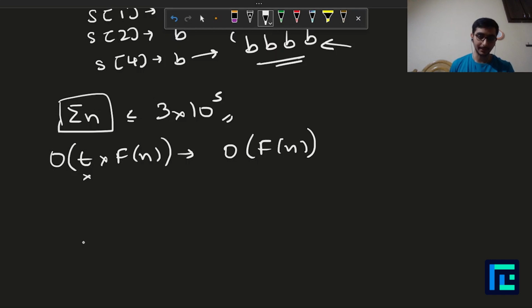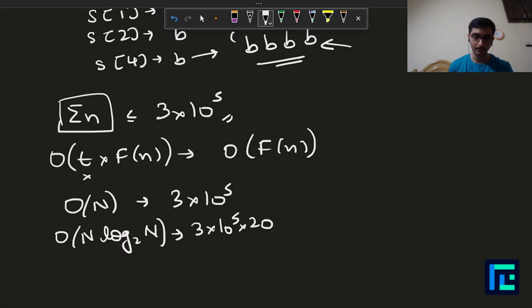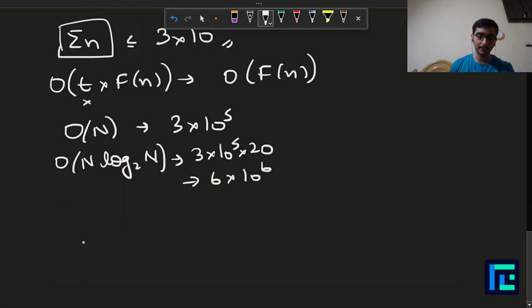Considering that fact, let's say we have O of n, so that would run in 3 into 10 power 5 operations. O of n log to the base 2 of n would run around 3 into 10 power 5 into 20, because 3 into 10 power 5 is approximately, log of that value is approximately 20, and that is around 6 into 10 power 6, and O of n square is about 9 into 10 power 10.